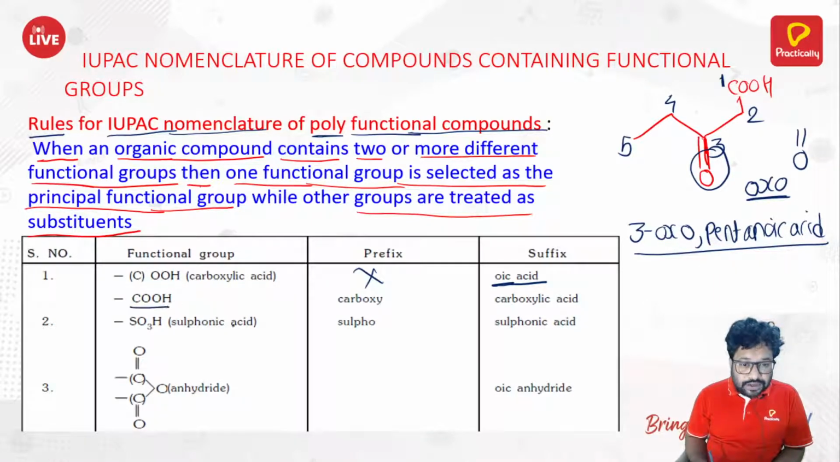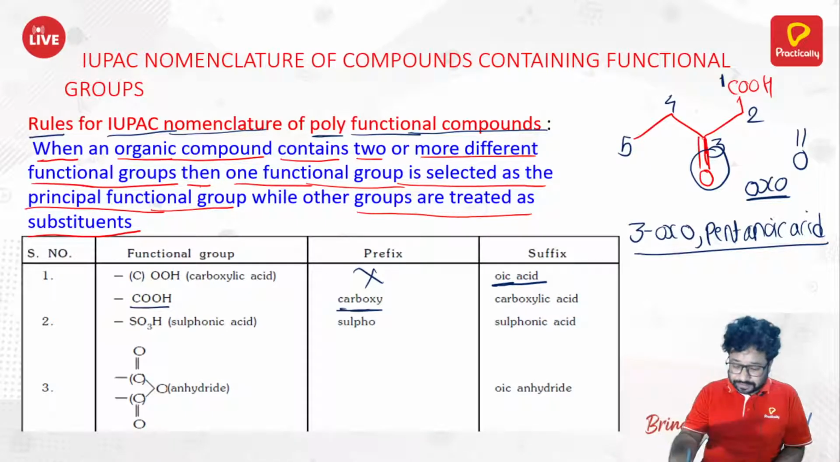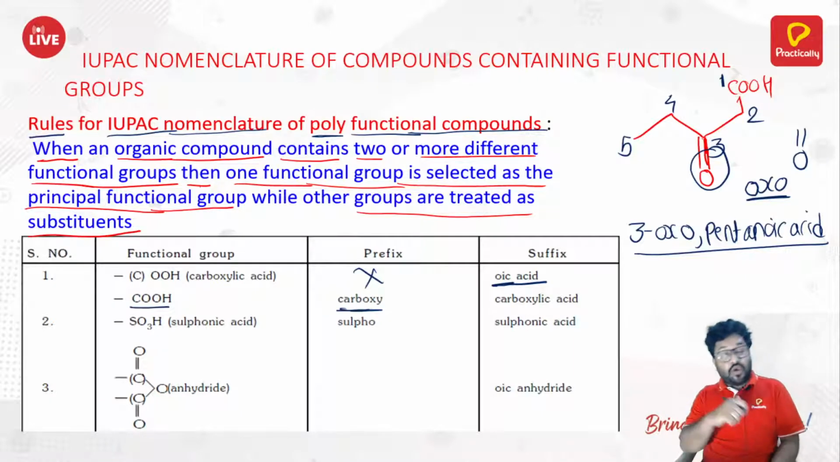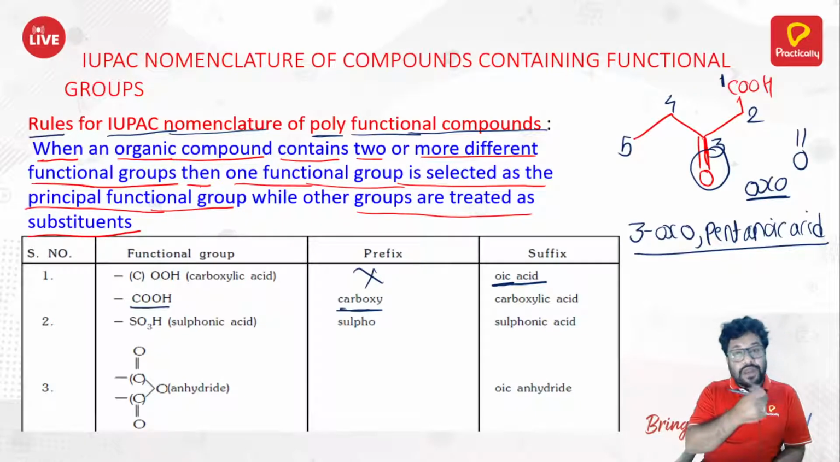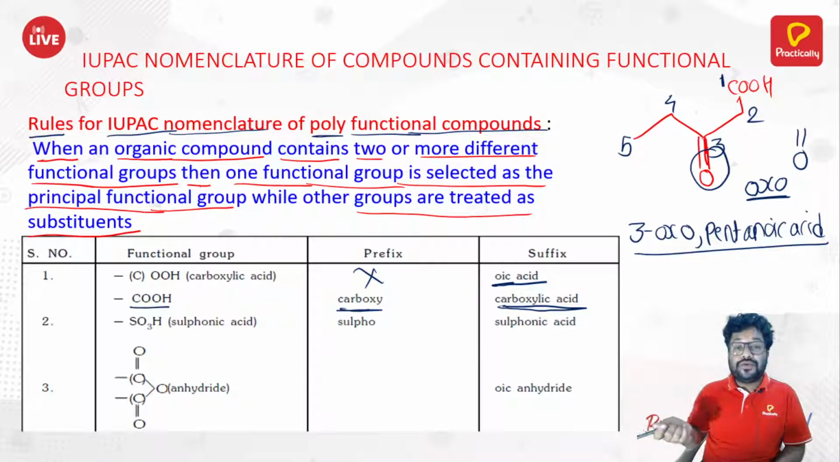Now COOH is called carboxy as a prefix. Now you might say, sir, you just said COOH is not considered as a substituent, it is always a principal functional group. Yeah, you're right. But there are some modifications. You will learn about those modifications as we move ahead. For now, let's understand that the prefix is carboxy and the suffix is carboxylic acid. What if you have 2 or 3 carboxylic acid groups? Then what do you do?